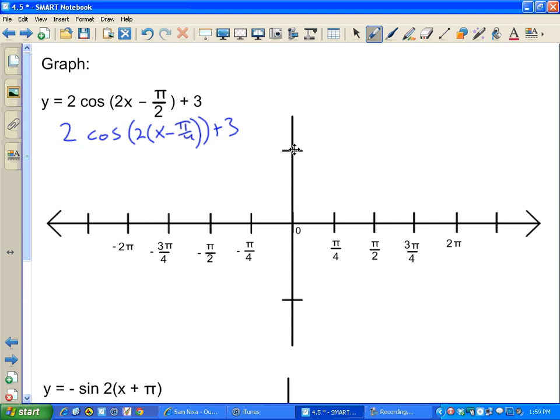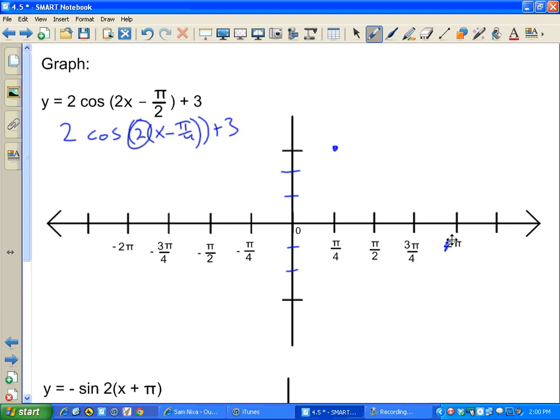So I've got a cosine function, which means I usually start here. Okay, now I'm going to be starting up 3. So I'm just going to add some more lines in here. So instead of starting at 1, I'm going to start at 3. And instead of starting at 0, I'm going to start to the right, pi over 4. Okay? Now, from here, my period used to be 2 pi, but now it's going to be 2 pi divided by 2. So it's going to be pi until I get back to here.